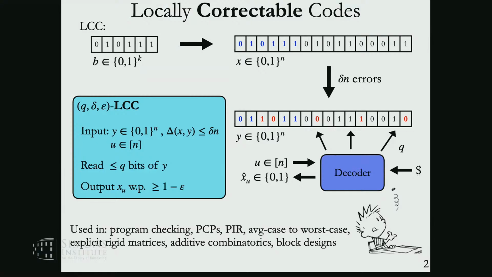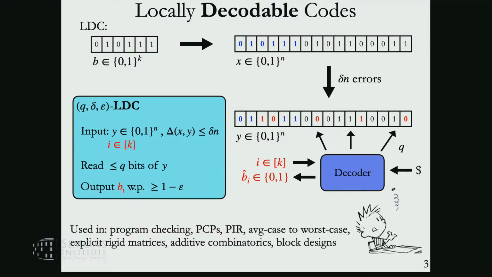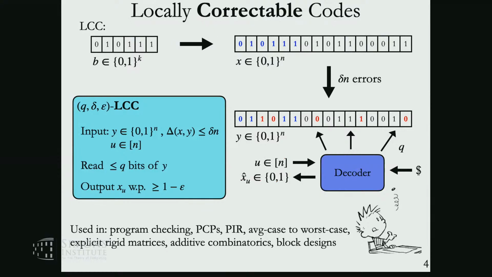It's hard to talk about locally correctable codes without talking about locally decodable codes, which are a very closely related notion. The only real difference is that in a locally decodable code, I just want to recover a bit b sub i of the message rather than any bit x sub u of the encoding. So it's a weaker notion, because I assume the code is systematic, so if I'm locally correcting any bit of the encoding, I'm in particular locally correcting these bits here, which is the message b. Okay? So I can just toggle back and forth, but you can see that the real difference is whether I'm decoding an i in k or a u in n.